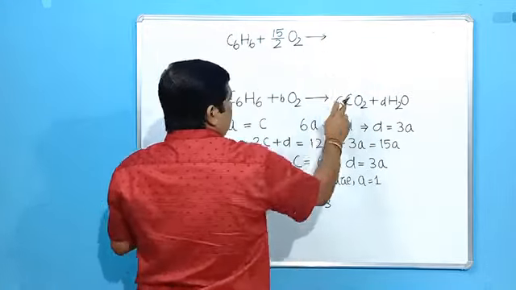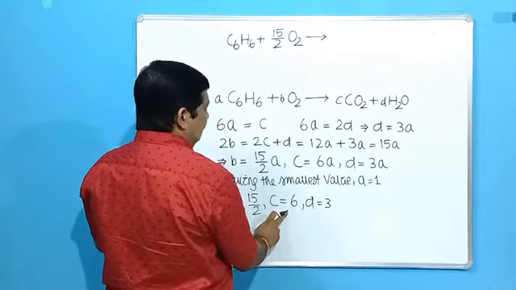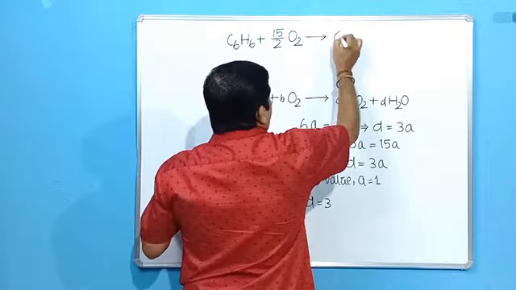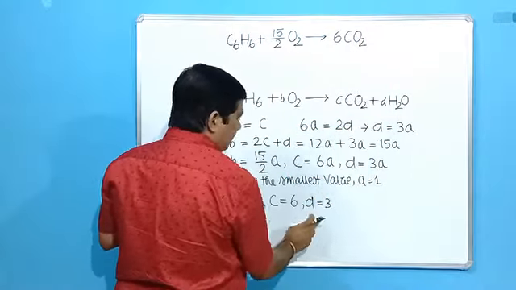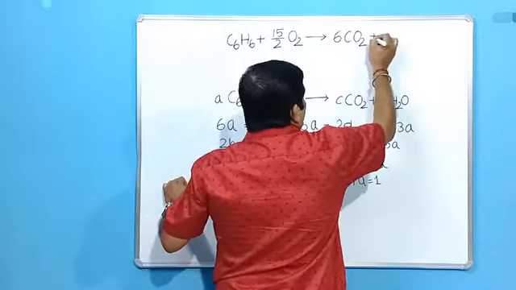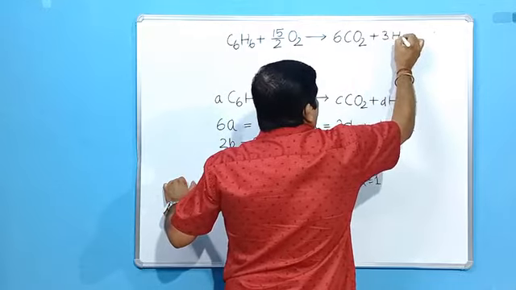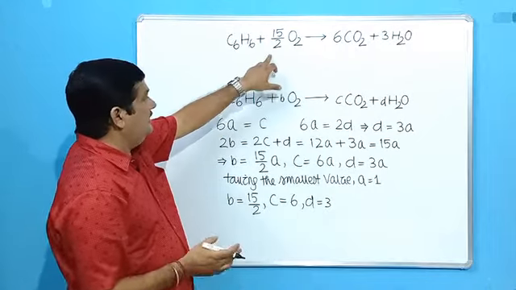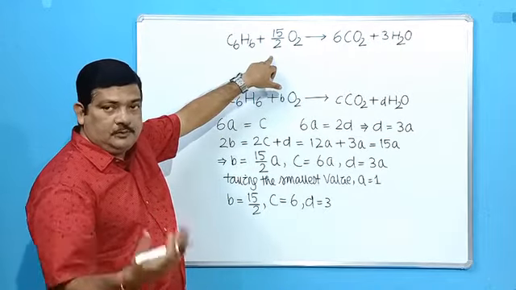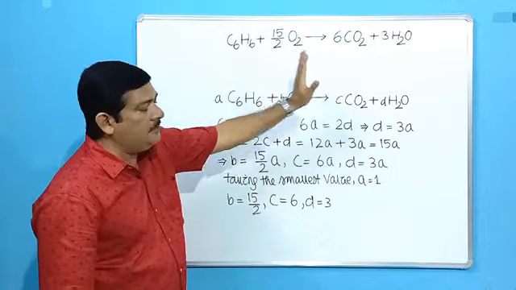A, B, C, D, we place the values. Gives rise to C. What is the value of C? That's 6. So 6 CO2. What is the value of D? That's 3. Plus 3 H2O. But here is 15 by 2. We have to make it a whole number. So how to make it a whole number?